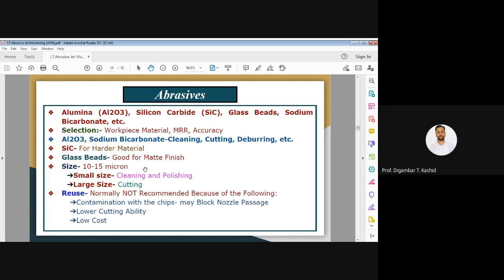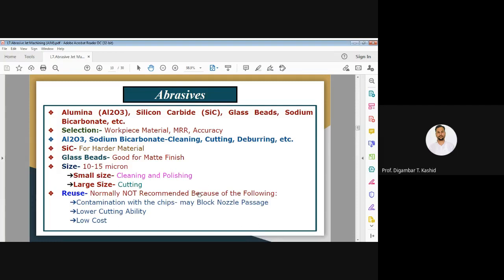If you take a small size abrasive particle, that is good for cleaning and finishing or polishing purposes. And if you take large size abrasive particles, then they are good for cutting purposes, because they give a higher material removal rate, that is MRR, as compared to small size abrasive particles. So this point we need to take into account.